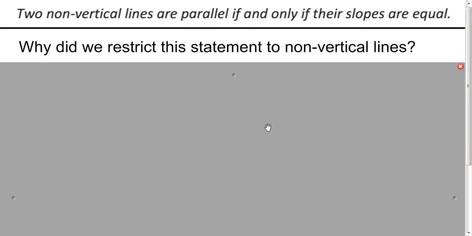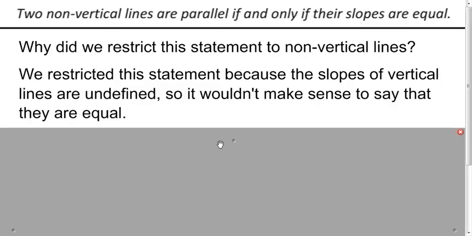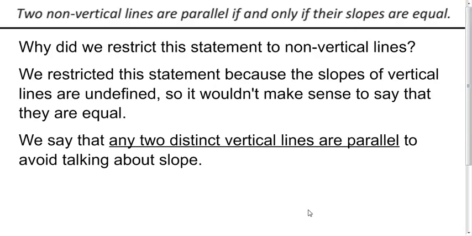Now, why do we say that the lines have to be non-vertical? Well, when we have vertical lines, their slopes are undefined, so we can't really say that the slopes are equal. It doesn't make sense to say undefined equals undefined. It's not a defined value. So instead, to get around this, we say that any two distinct vertical lines, so distinct means they're not the same, are parallel, so we don't have to talk about their slope.